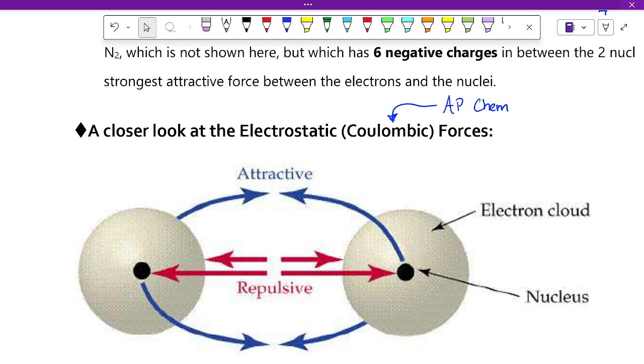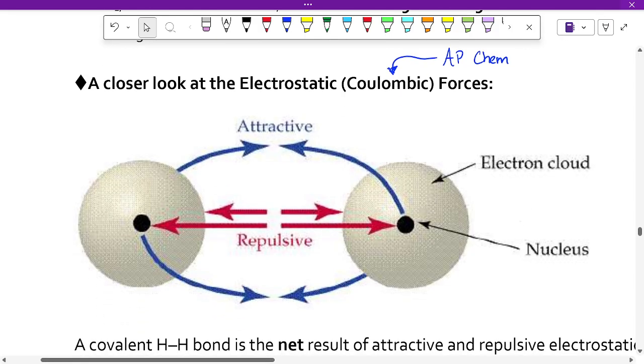Now, if you're really into the depth of this, if you remember, we have our electron cloud here, and I'm going to color the electron cloud green. Sounds great. Okay, so here comes our electron cloud.